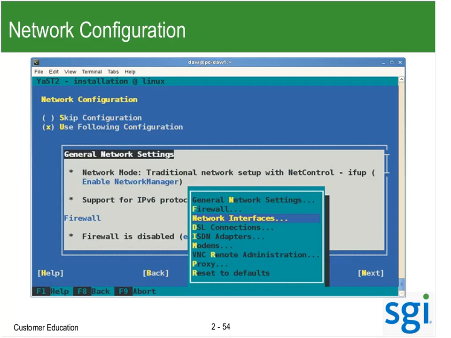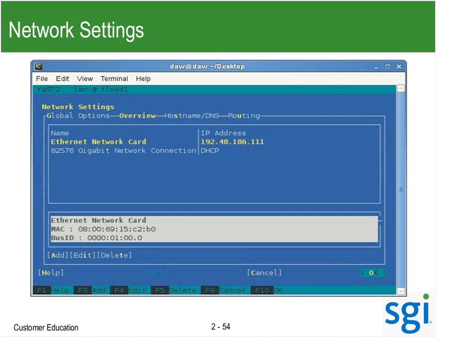Then I'm into the network configuration screen. I've tabbed down, there's a little button underneath here, and I've hit that and gone into network interfaces. So now I'm into this one.